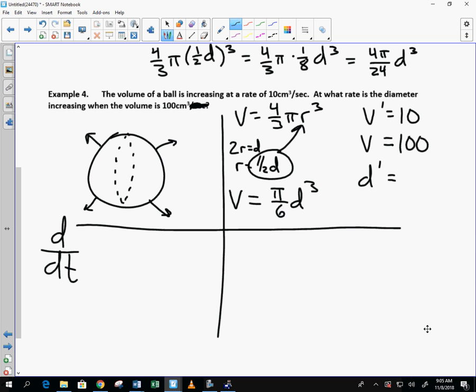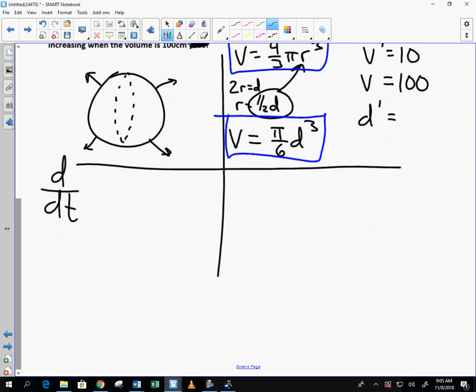So all I did is wrote a new formula. This is in terms of R. This is in terms of D. I want a formula in terms of D because I'm looking for D prime. Yeah? Let's take the derivative with respect to time of V is equal to pi over 6 D cubed. What's the derivative of volume with respect to time? V prime equals. Good, yeah, dump the 3 in front, get pi over 2 D squared, D prime, thank you.